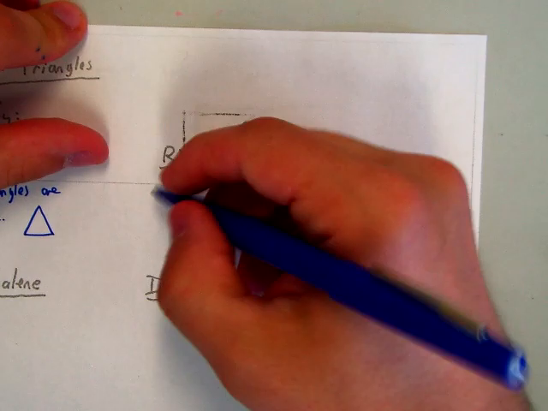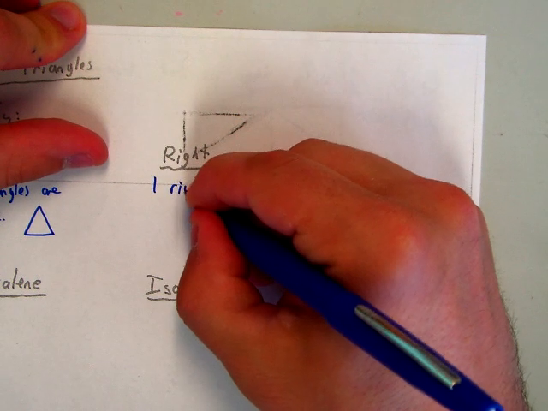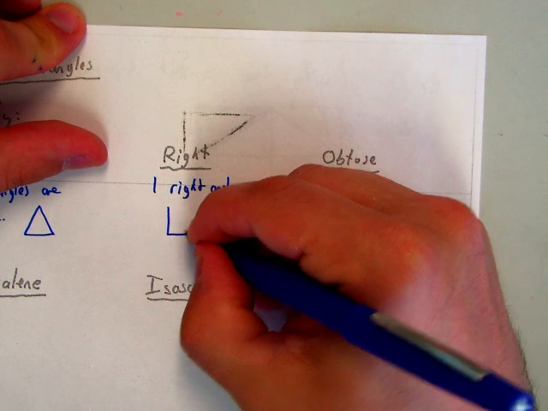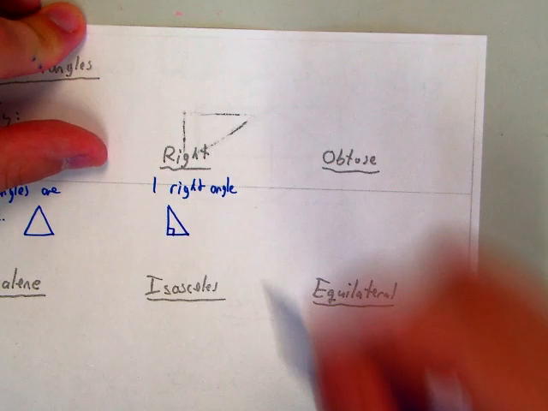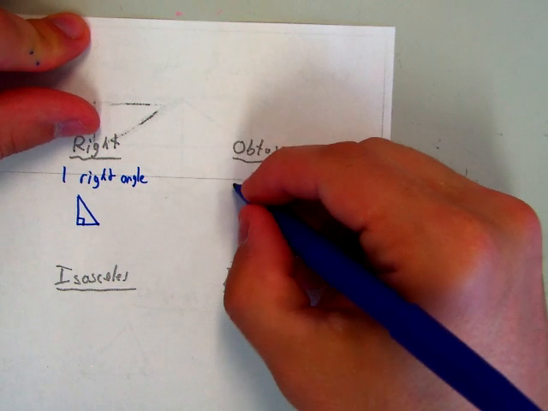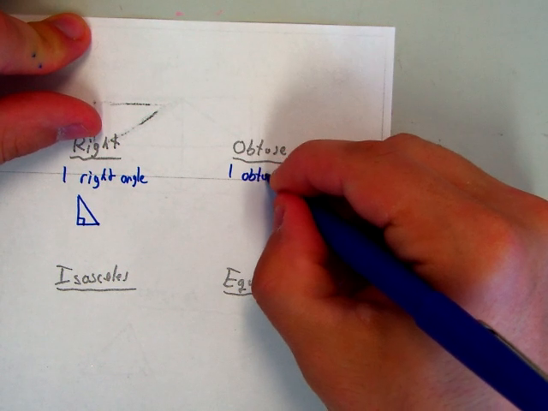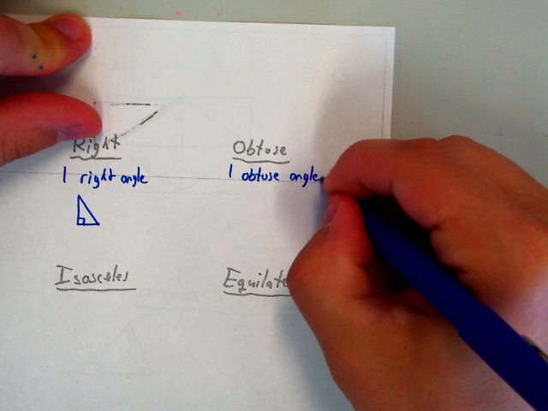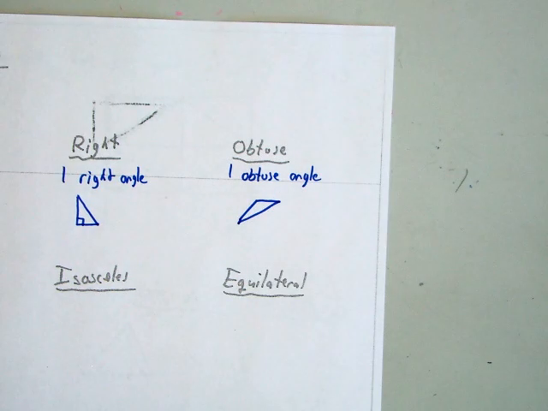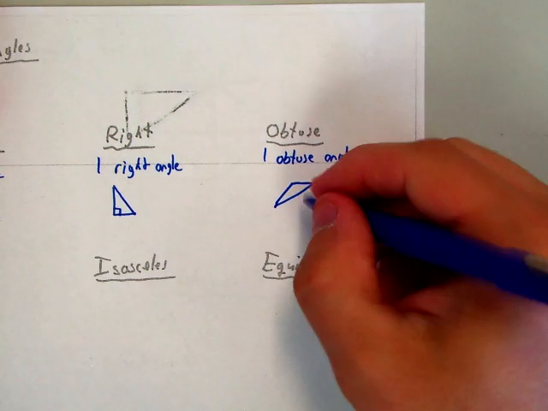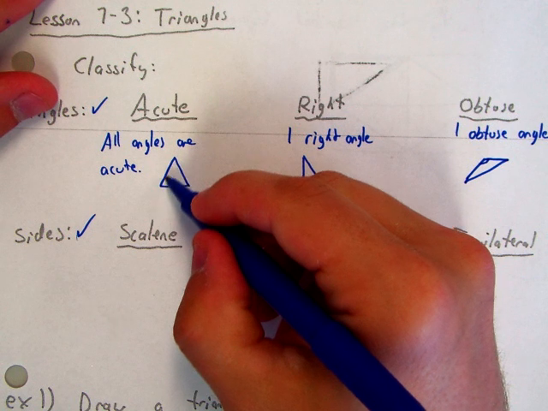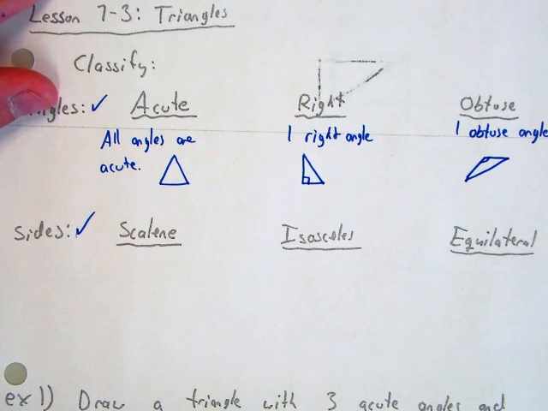A right triangle has one right angle. And that would look something like this. And an obtuse triangle would be one obtuse angle. And that one would look something like that. Right here, this is the obtuse angle, making this an obtuse triangle. All three of these angles are acute, making it an acute triangle.